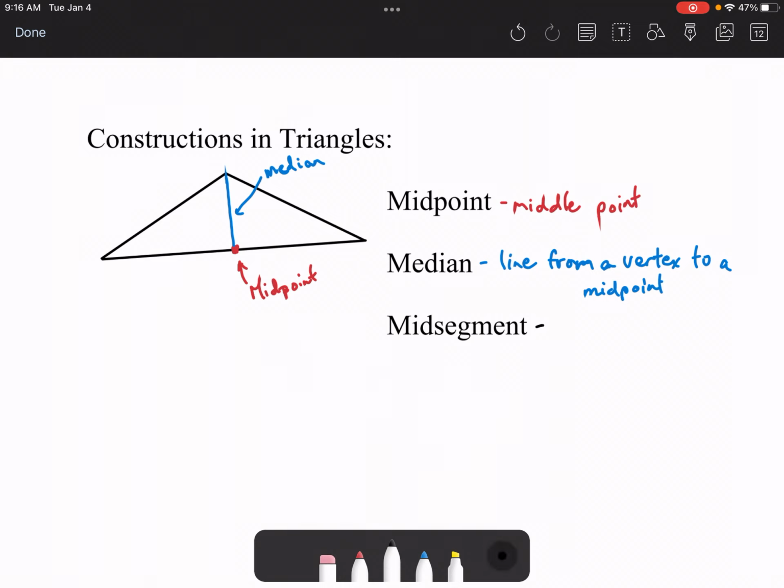Whereas a mid-segment is a line from one midpoint to another. So I'm going to find another midpoint right here. Give me a moment. So there's a midpoint on that. So this one creates a mid-segment. These are constructions in triangles that you will need to create and do some exploration with.